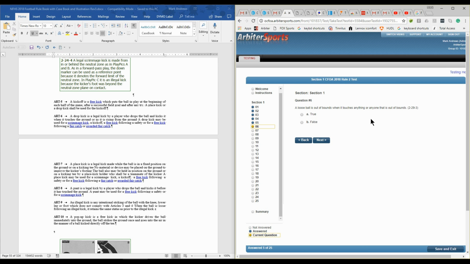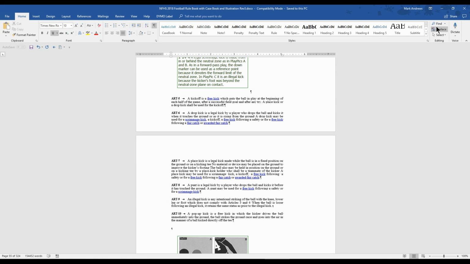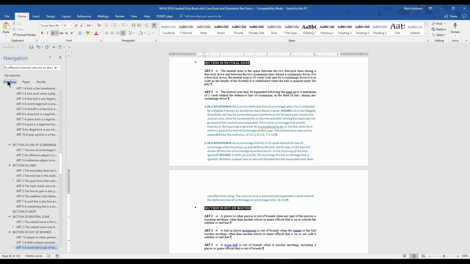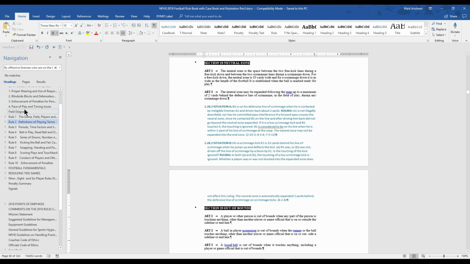Question 6. A loose ball is out of bounds when it touches anything or anyone that is out of bounds. Rule 2-29-3. I'm going to take a minute here to show you some of the features of the electronic rule book. If we go to Find, up here in Word, click on Headings, I'm going to collapse all the headings, and we're going to see all the different rules listed here.